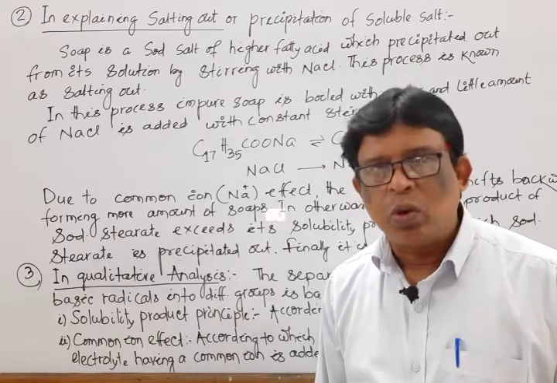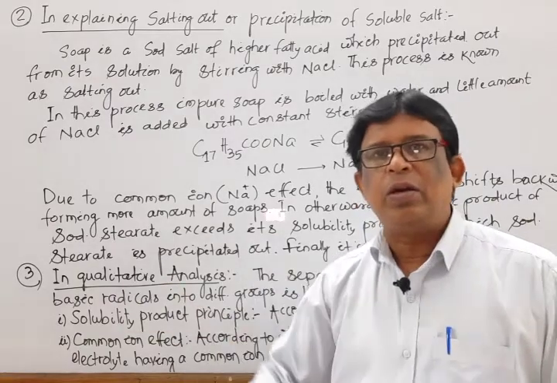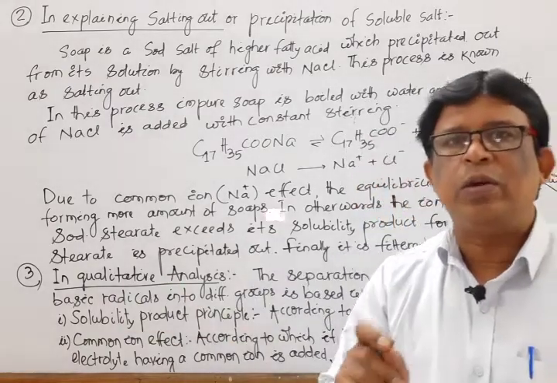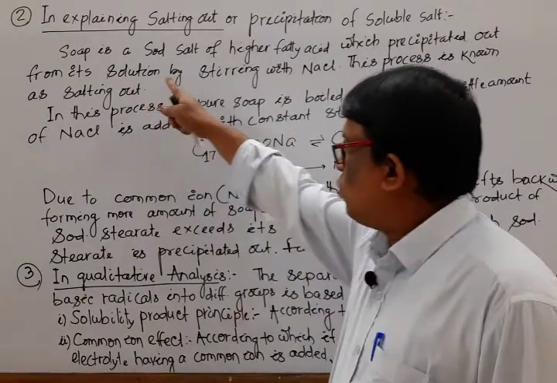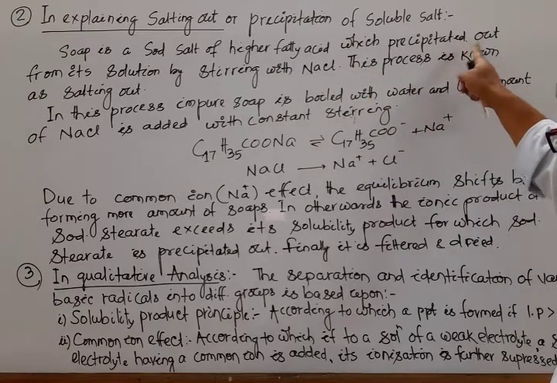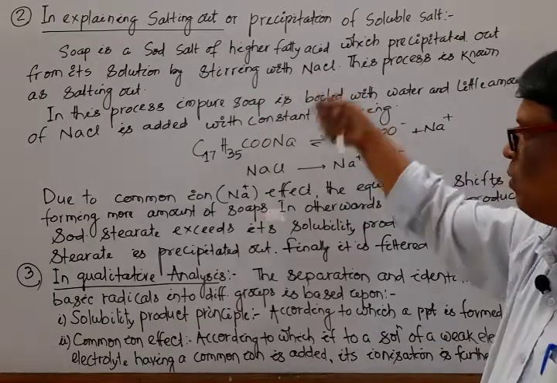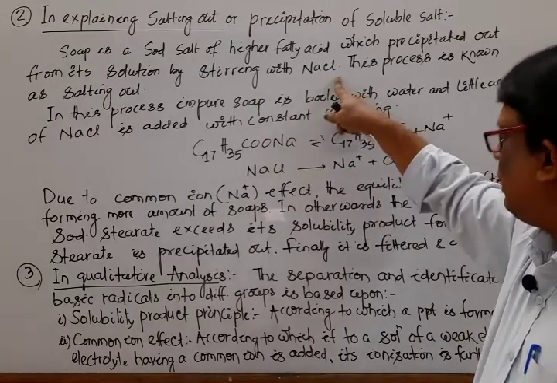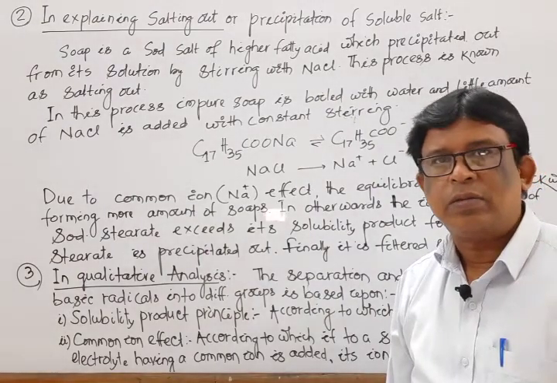Extracting pure soap from its mixture by addition of sodium chloride is known as salting out of soap. Mark that. Soap is a sodium salt of higher fatty acid which is precipitated out from its solution by adding sodium chloride. This process is known as the salting out process.